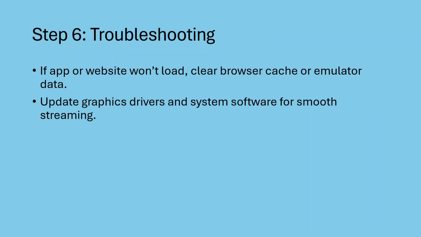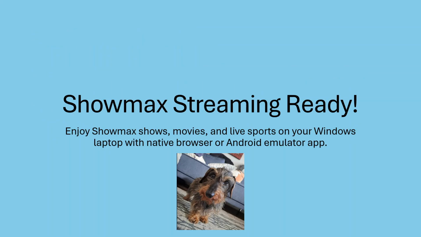Step 6, troubleshooting. If the app or website won't load, clear your browser cache or emulator data and update graphics driver and system software for smooth streaming. Now that is how you stream Showmax on your Windows laptop.